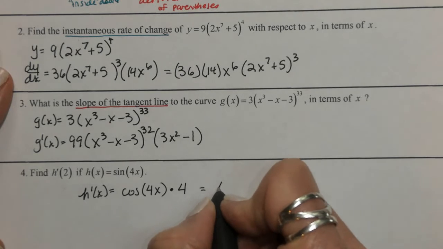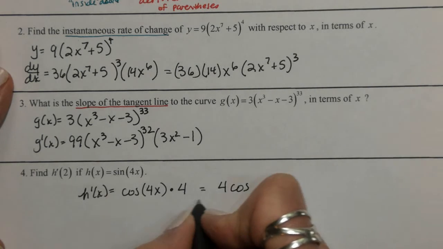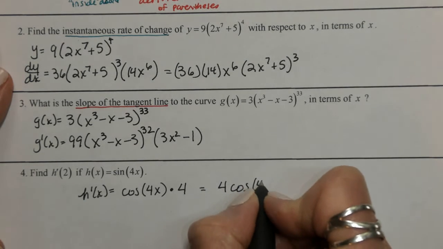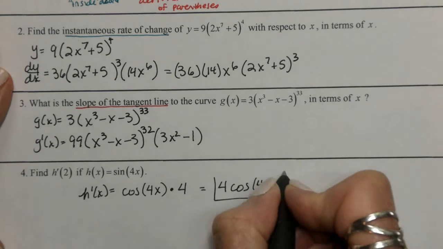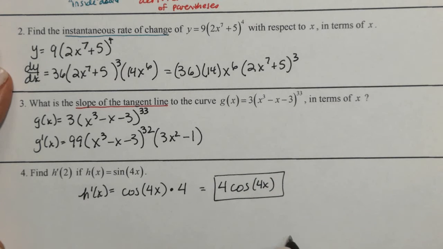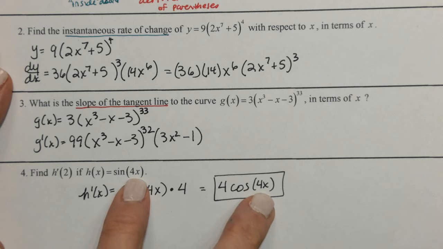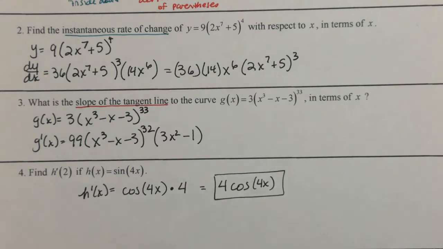So as a multiple choice answer, they would put that 4 out in front, and this would be the multiple choice answer. So the derivative of sine of 4x is 4 cosine of 4x. Again, your argument is not going to change. Don't change your argument, okay? Let's do another one.